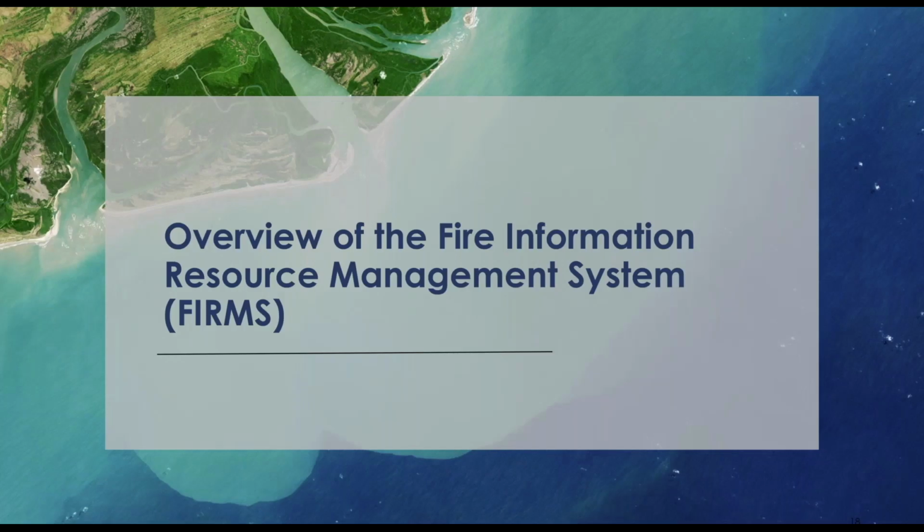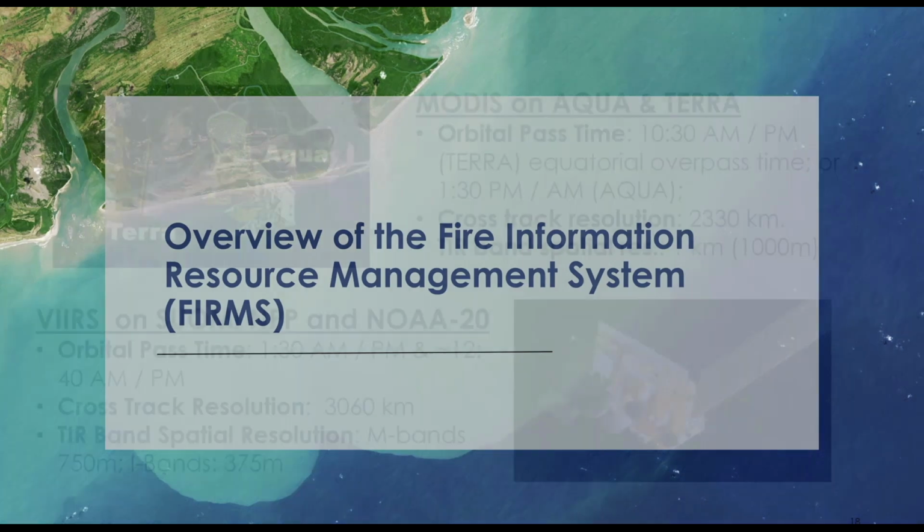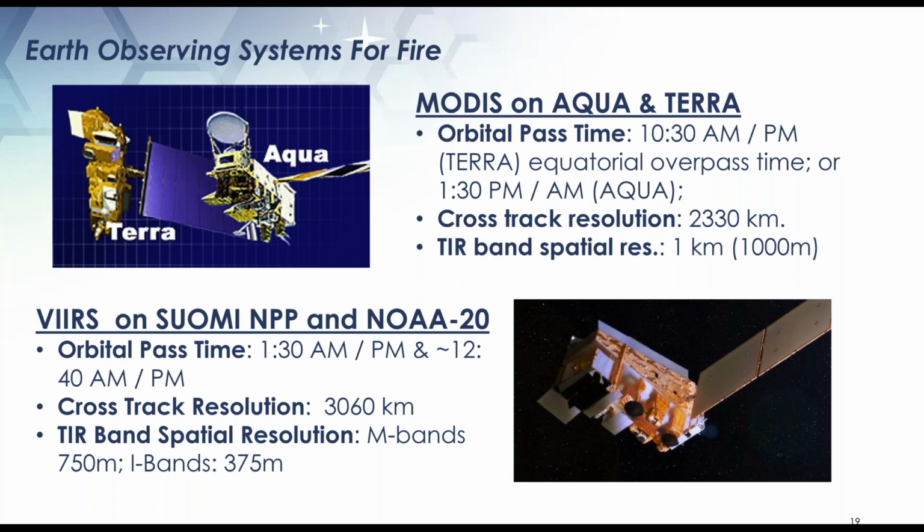Next, I'm going to give you a quick overview of the Fire Information Resource Management System, or FIRMS. The two main Earth observing systems for fire are MODIS and VIIRS. Landsat is also used, but because of the temporal frequency of MODIS and VIIRS, these sensors tend to be used more for active fire monitoring. And you can see the details on each of these systems listed here.